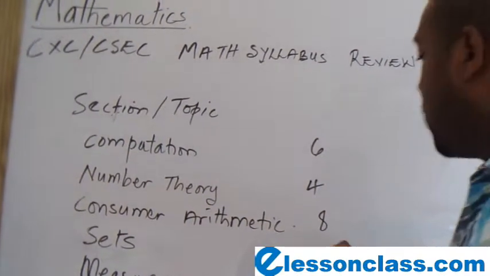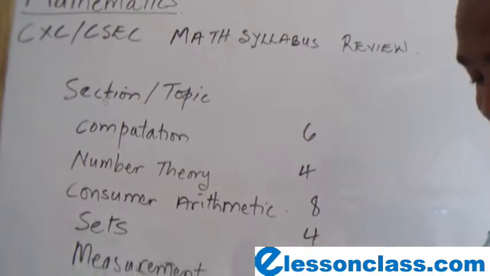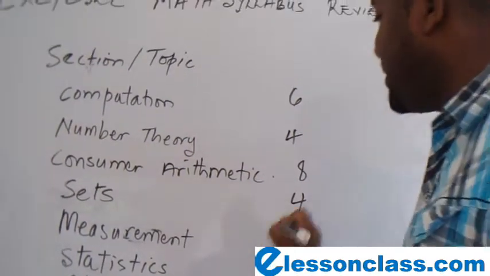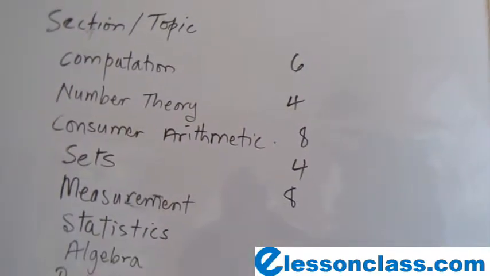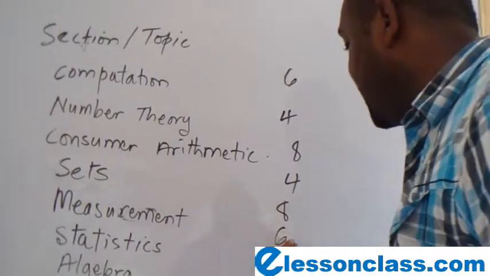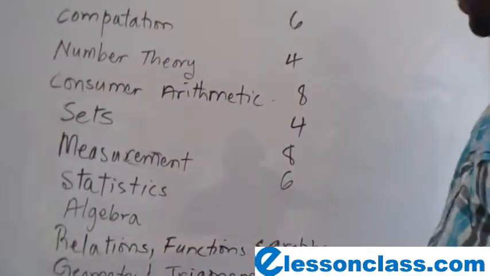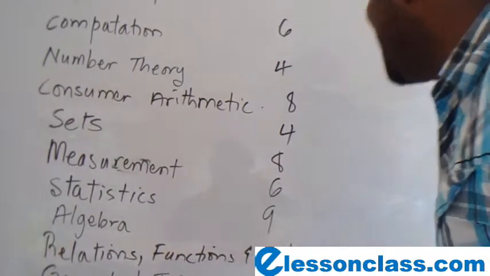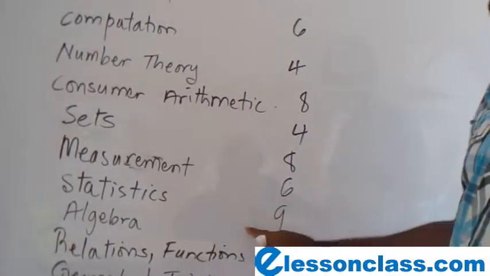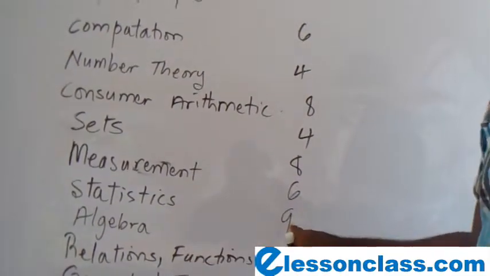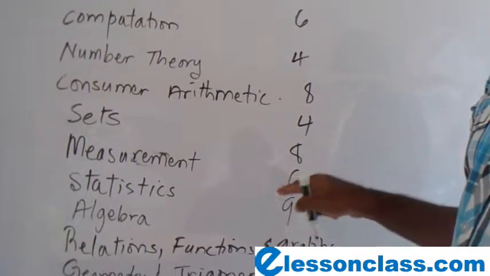Sets, 4 questions from sets. Measurements, 8 questions. Statistics, 6 questions. From algebra, 9 questions. So key, algebra is key. Up to 9 questions are taken from algebra.